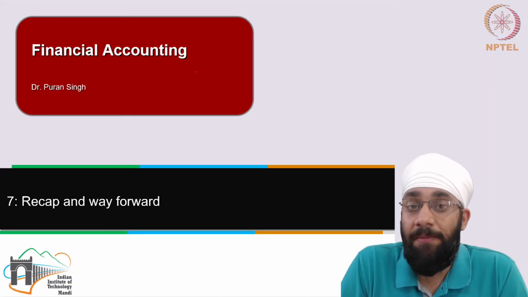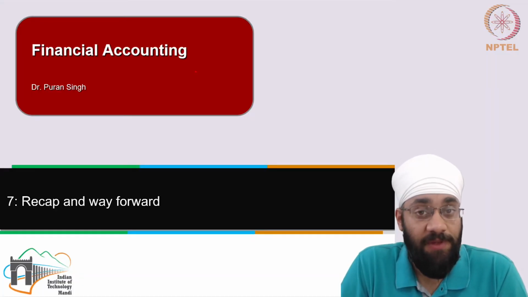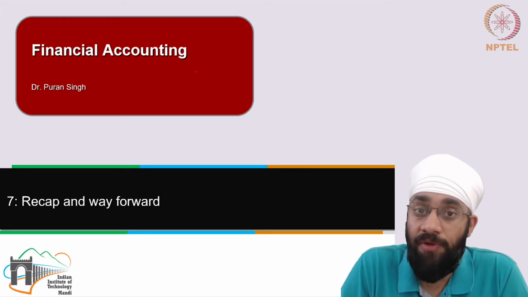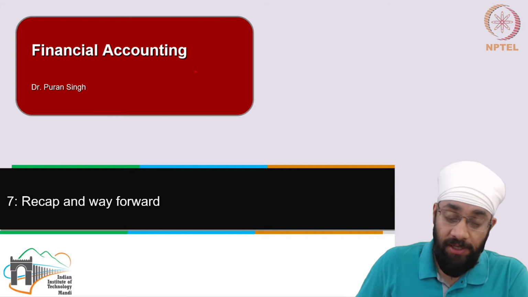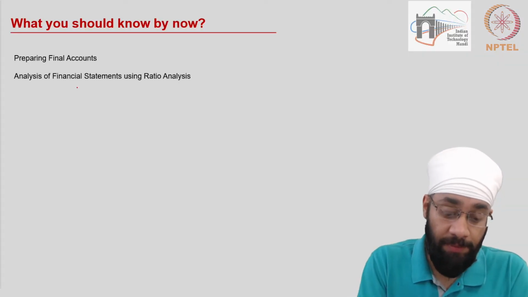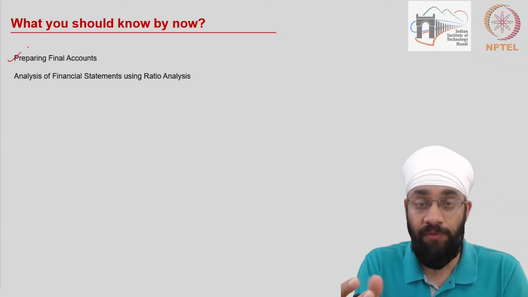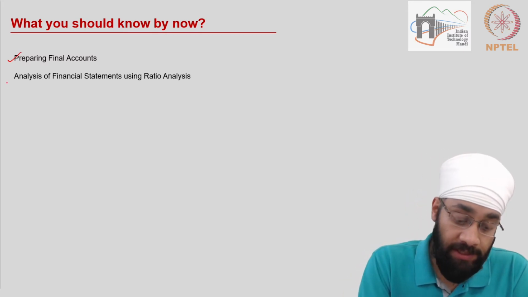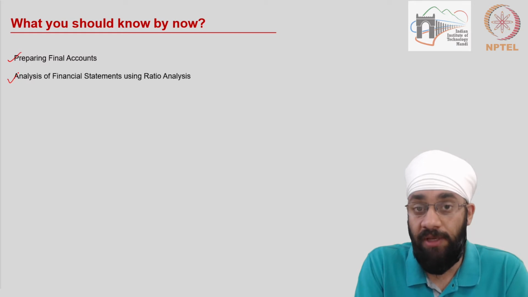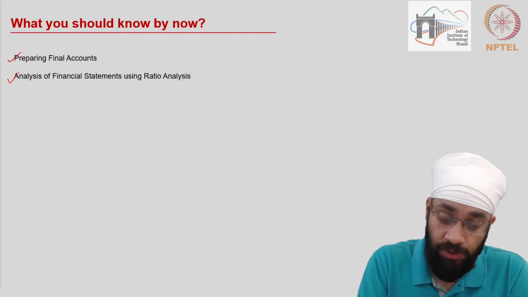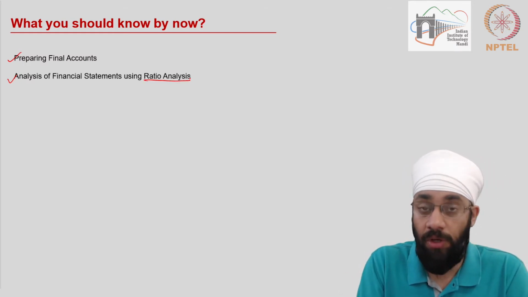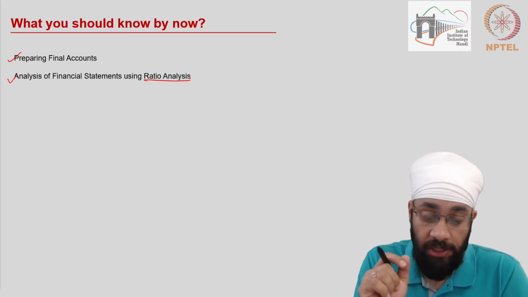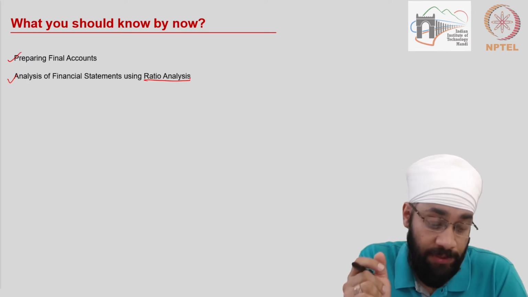Congratulations yet again on completing another topic in this course. In this video, I'm going to recap the previous topic and talk about the things to come. So till now, you have learned to prepare the final accounts. You very well are aware of the income statement and balance sheet. And you are also aware of the analysis technique, one of the techniques which is called ratio analysis. We looked at four different categories of indicators which indicate the financial health of a company.